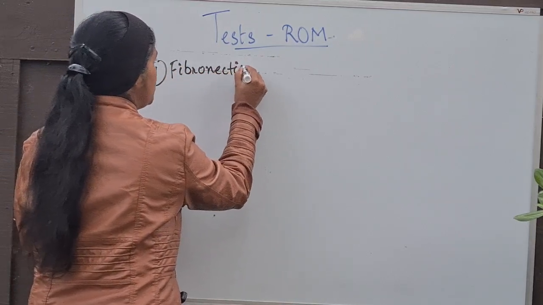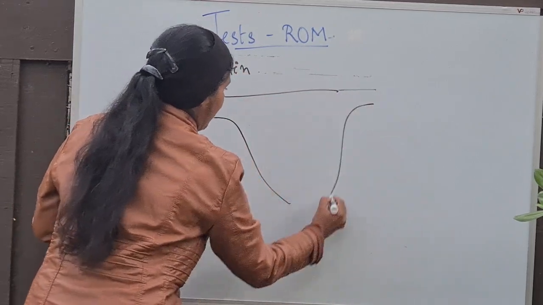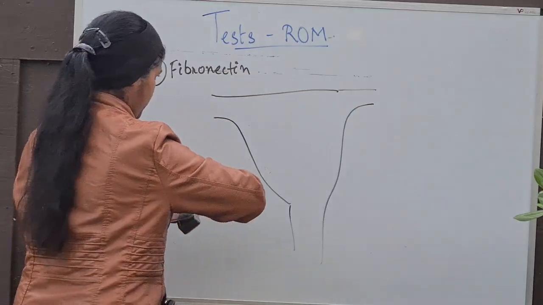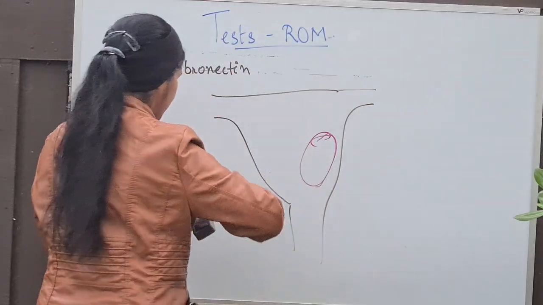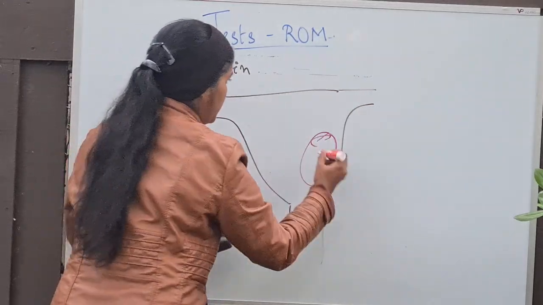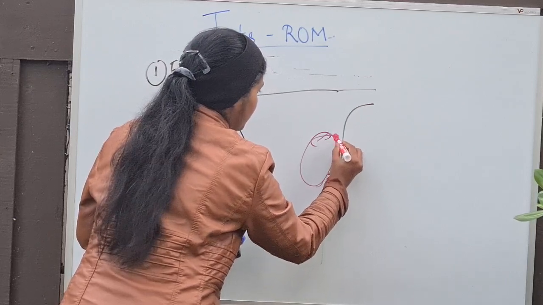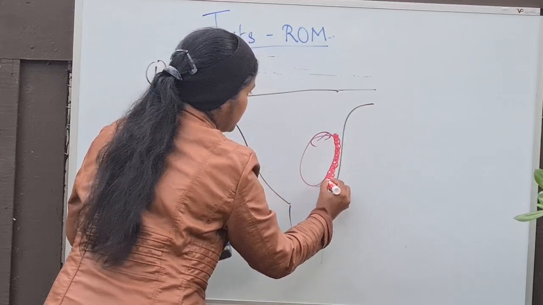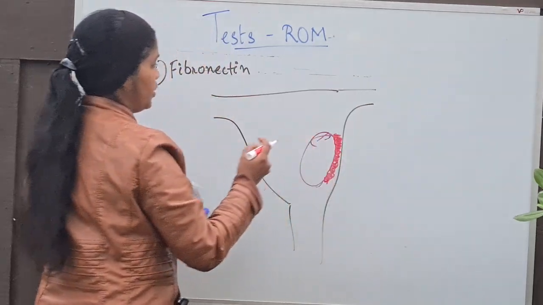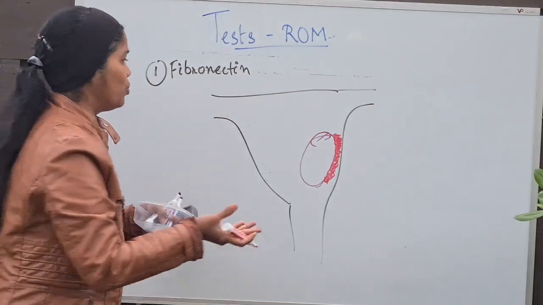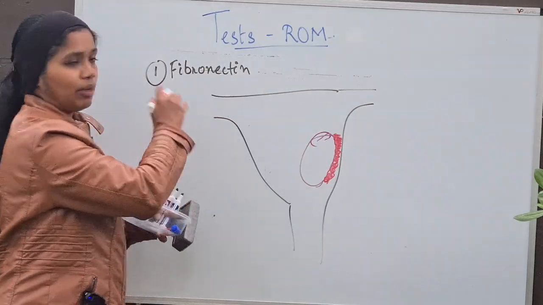The first one is fibronectin. So what is fibronectin? Fibronectin is nothing but a kind of glue. Say, for example, we have the uterus and we have the fetus, and there is a glue present between the fetus and the uterus. The detailed explanation is not necessary. You just have to remember that there is a glue kind present between the fetus and the uterus, holding the fetus to the uterine wall. That is fibronectin.